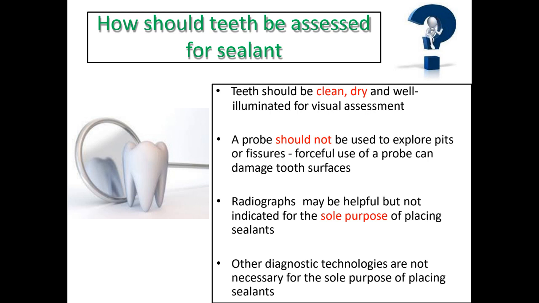Now, how should teeth be assessed for sealants? How should we diagnose that these teeth should have pit and fissure sealants placed? There are a lot of advancements in diagnosis. Radiographs and other diagnostic technologies are not indicated for the sole purpose of placing pit and fissure sealants. They can be used for other purposes, and at that time we can adjunctively diagnose these pits and fissures. But specifically to identify the pits and fissures, radiographs or other diagnostic techniques should not be used. The probe should not be used to explore pits or fissures because it may damage the tooth surfaces when we probe the deep pits and fissures. So what should we do? We should clean, dry, and well illuminate for visual assessment to diagnose the teeth for deep pits and fissures and to seal those pits and fissures.